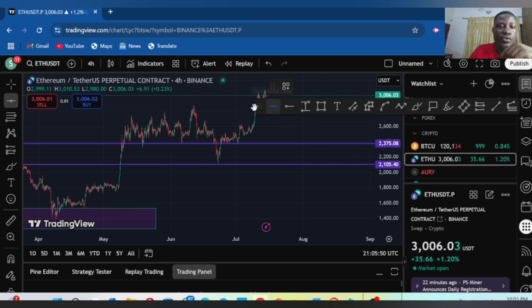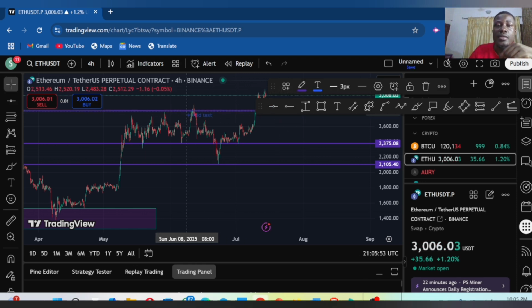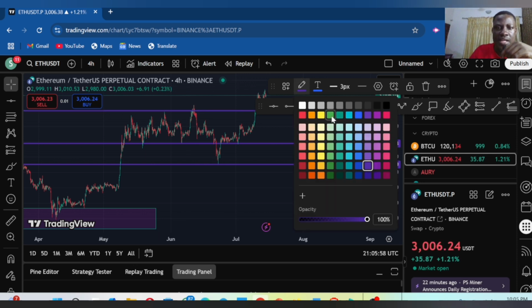If you want to draw it, you just pick your horizontal line, you can pick a rectangle, or anyone you like, and just draw it.